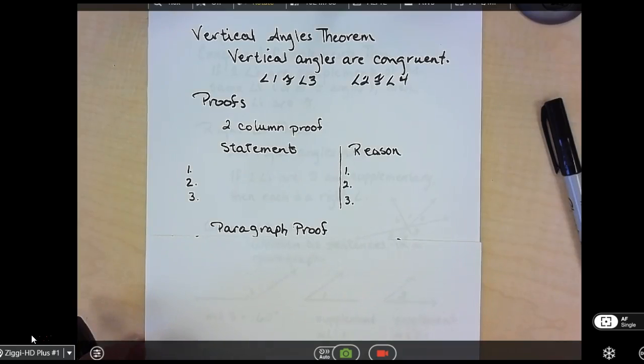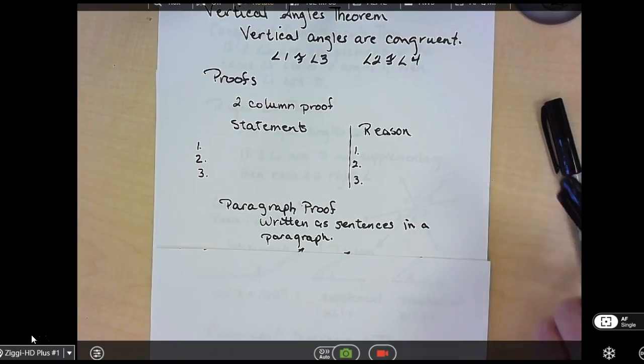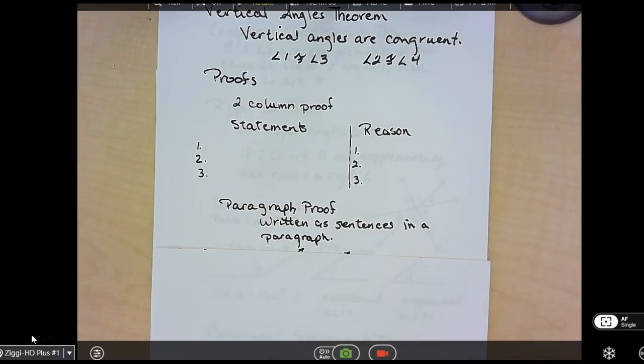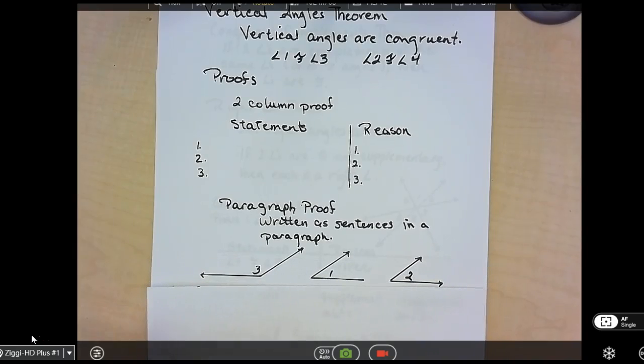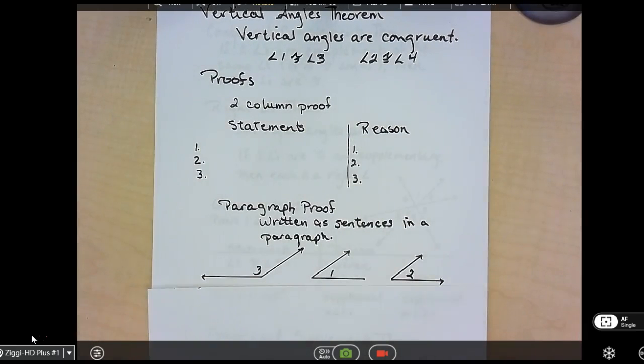The second type of proof is a paragraph proof. A paragraph proof is written as sentences in a paragraph. So some people like to do their proofs in paragraph proof. Our standards do say that we have to do our proofs in several different forms. So let's start with proving another theorem before we go into actual two-column proofs.